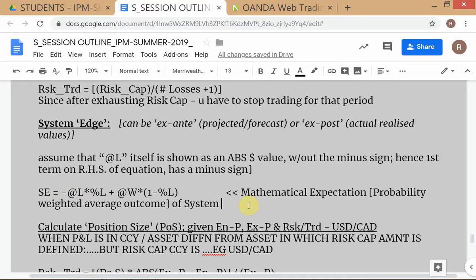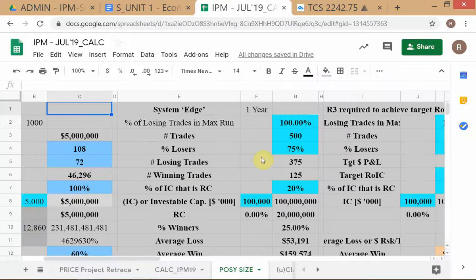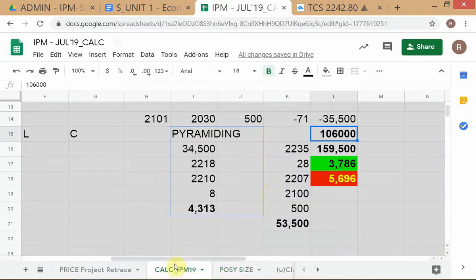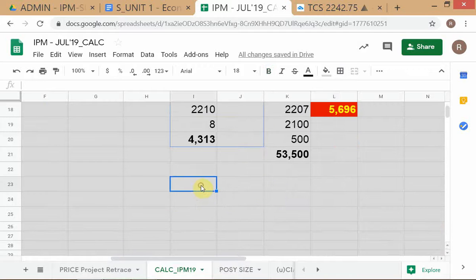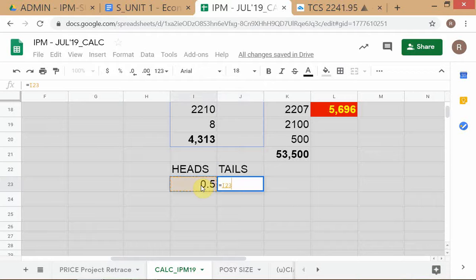Okay, first understand the mathematical expectation of a game. Let's try to take a simple example of expectation. If you have a coin toss, every time, let's say it's an unbiased coin, so heads probability is 50% and tails probability is what, 50%. We have to always write it as 1 minus this.